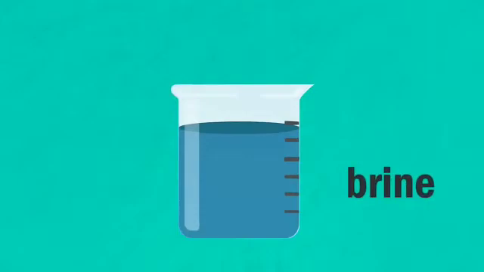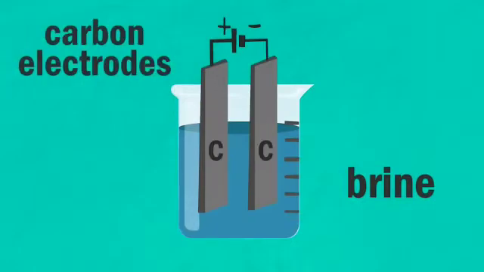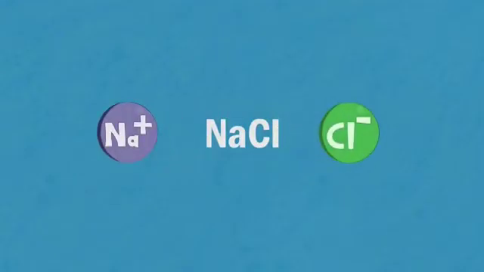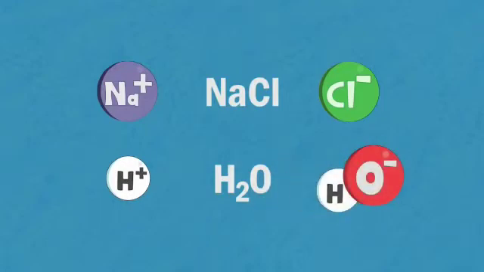Brine is a saturated solution of sodium chloride. We don't want the electrodes to become part of this reaction, and so we use carbon electrodes. From the sodium chloride we have positive sodium ions, Na+, and negative chloride ions, Cl-. And from the water we have positive hydrogen ions, H+, and negative hydroxide ions, OH-.